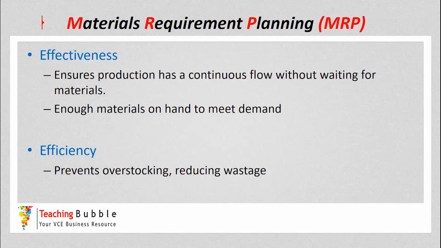So like all the other strategies, the MRP ensures that there's enough materials on hand for the production to be continuous, again, so there's no hold-ups. That's resulting in less waiting times, waiting for materials to arrive and those types of things. It also ensures there are enough materials on hand to actually meet demand, again, satisfying customers and meeting the demand that's in the market. And in terms of efficiency, having the exact amount of materials on hand to meet an order will prevent any overstocking of materials, which again reduces wastage.